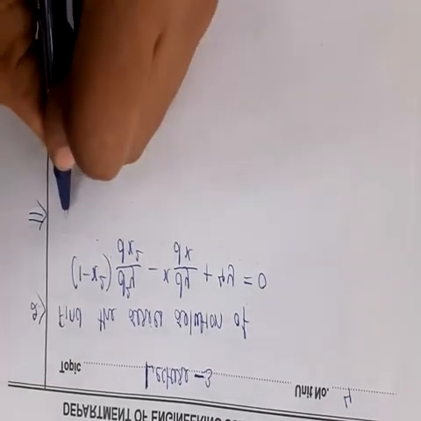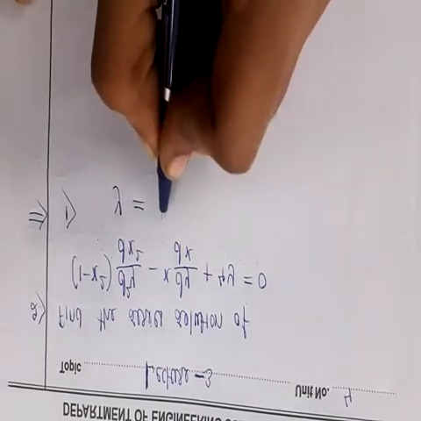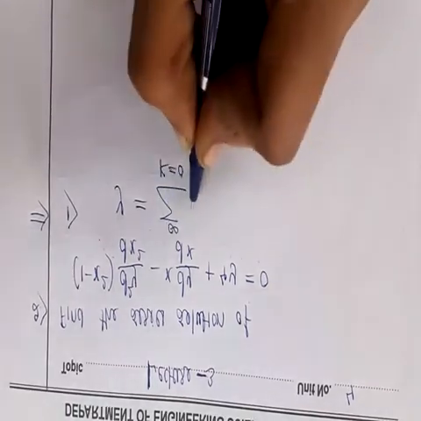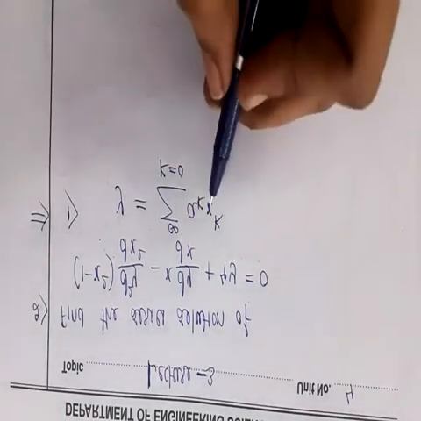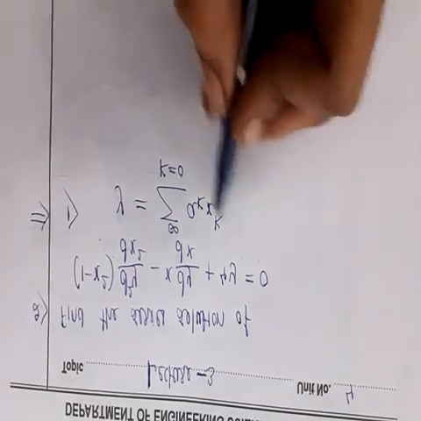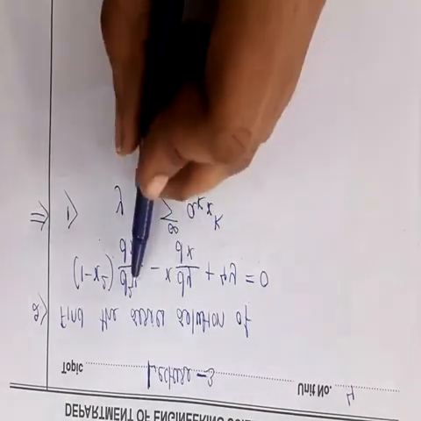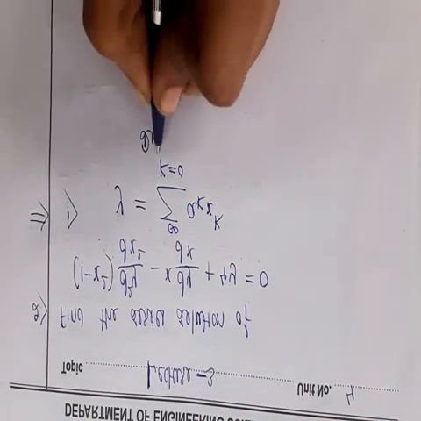So the first step is to assume the solution as y is equal to summation k is equal to 0 to infinity ak x to the power k. Now this is the solution, and we substitute it in the given example. For that we need dy by dx and d2y by dx square, so we differentiate it.